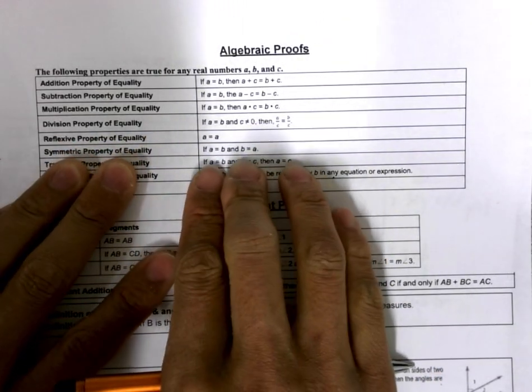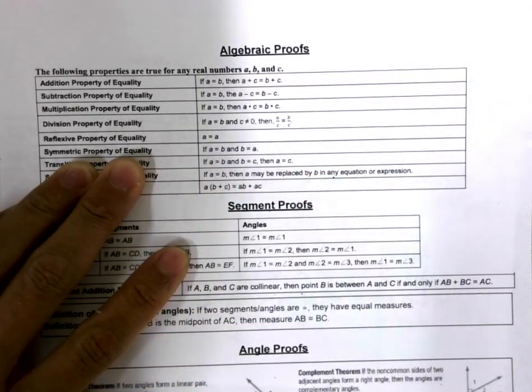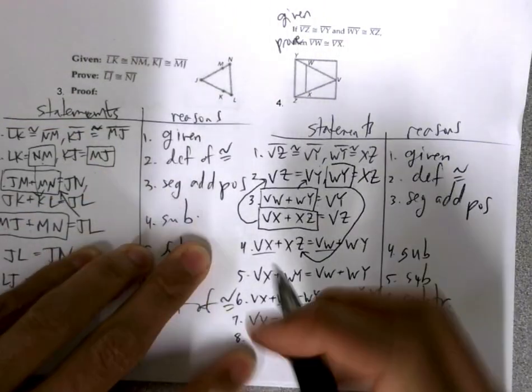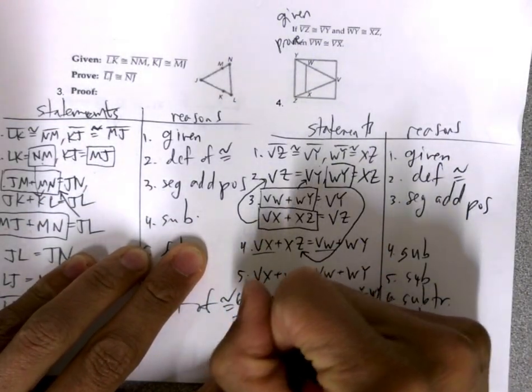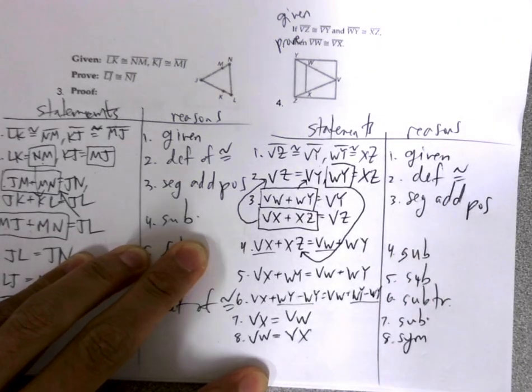Right? What lets us flip the equation? The symmetric property lets us go from A equals B to B equals A. It lets us flip an equation, symmetric property. So we're going to say Vw is equal to Vx. Number 8 is symmetric property.